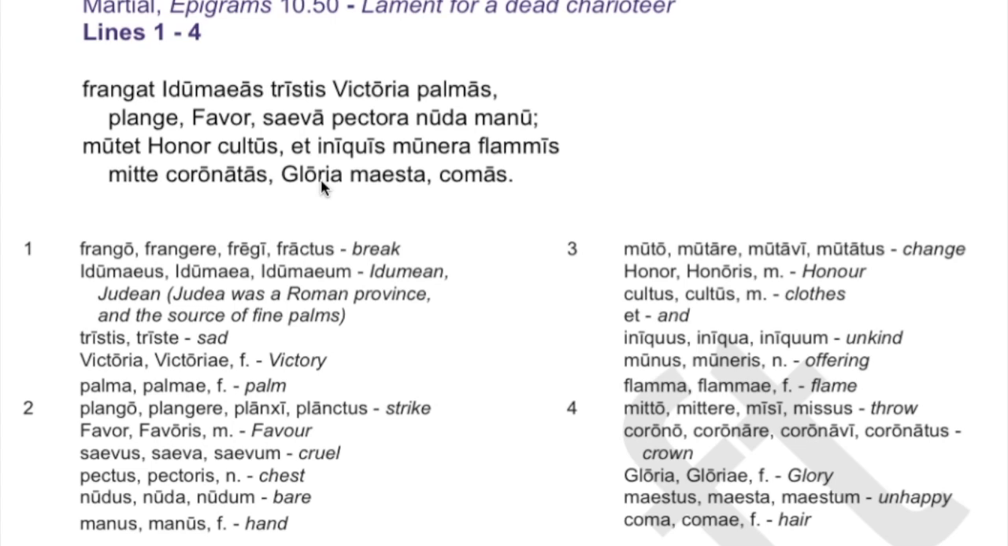So quite a lot there. It's quite poetic, quite a lot to think about. Let's just whiz through it again. So let sad victory break the Judean palms, and favour, beat your bare chest with your savage or cruel hand. Let honour change its clothing, and, grieving glory, throw your garlanded hair as offerings to the unkind flames. Quite different from Ovid, I think you will see.